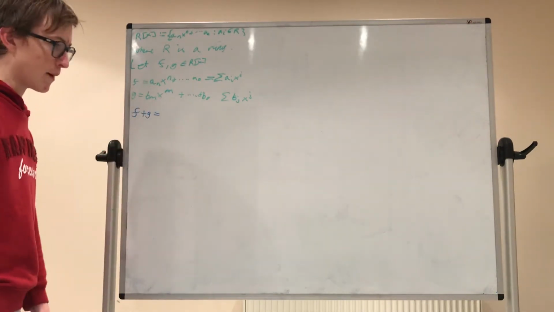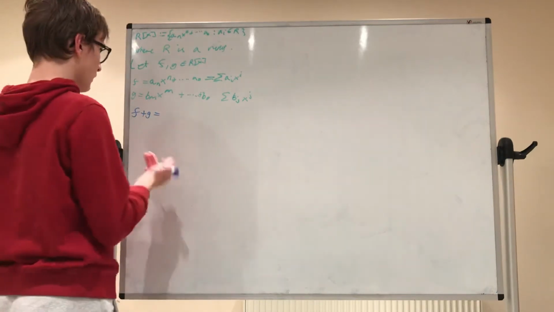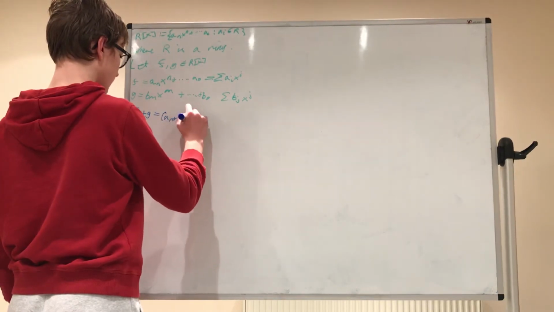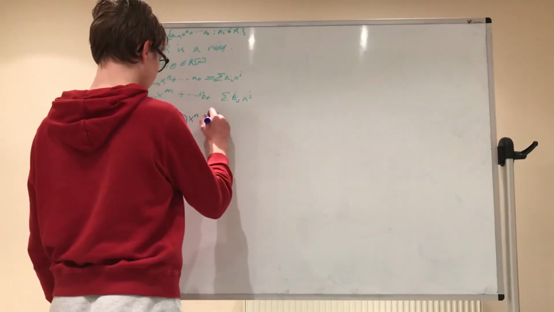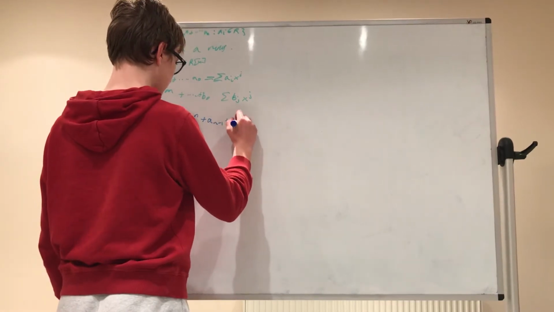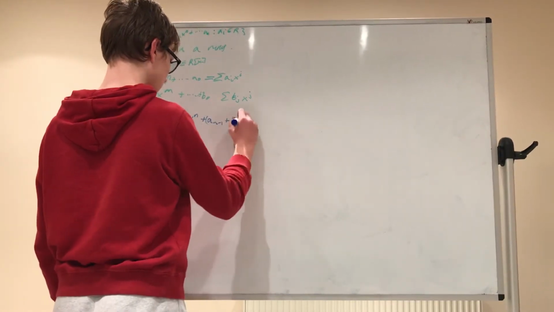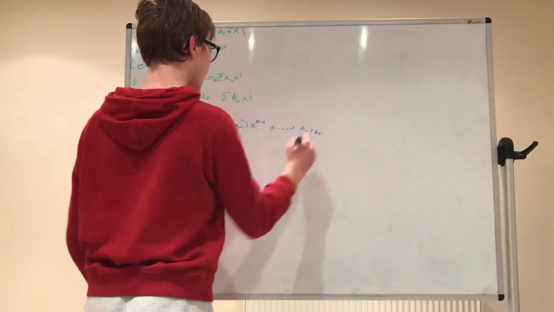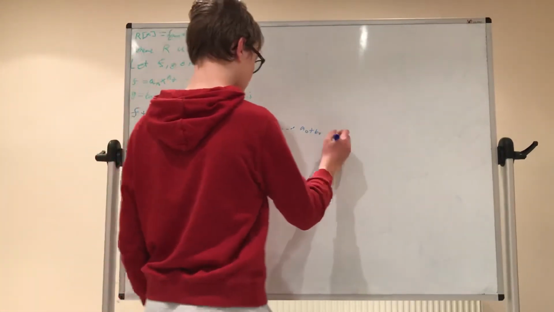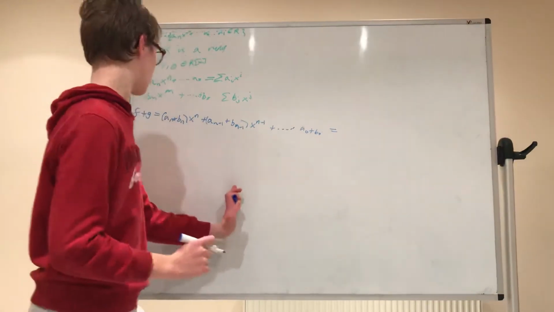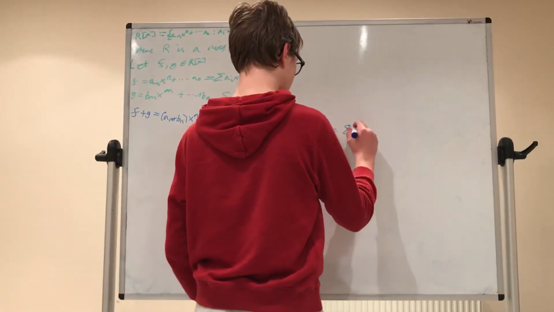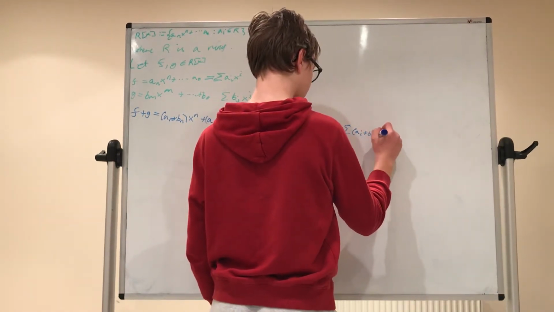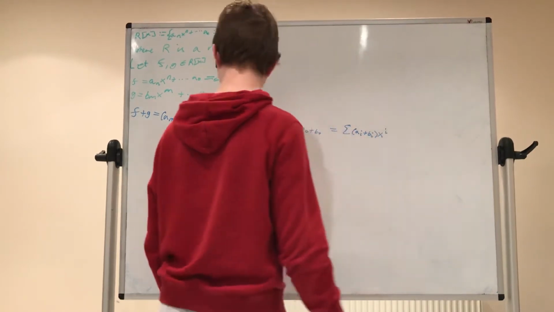Now we can define f plus g. I'm going to assume that n is bigger than or equal to m. So this is equal to (a_n plus b_n) x^n plus (a_(n-1) plus b_(n-1)) x^(n-1) plus up until a_0 plus b_0. I'm just going to write this out as a nice summation. This is equal to the sum of (a_i plus b_i) x^i.